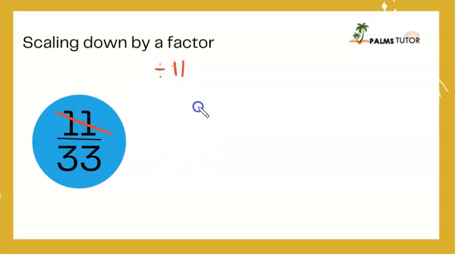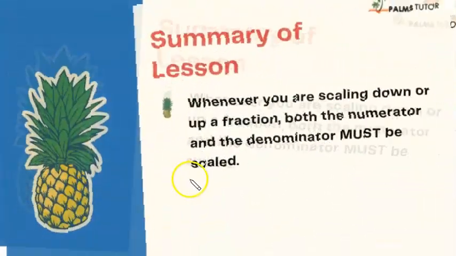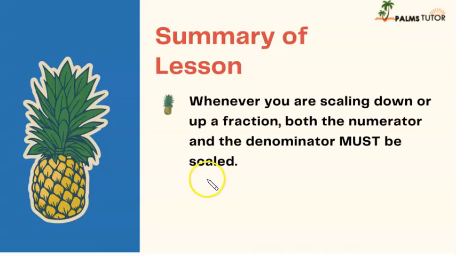So I scale this down by 11. I have 1. And 33 divided by 11 gives me what? 3. So 11 over 33 simplified or scaled down by a factor of 11, I have 1 over 3. So scaling down and scaling up fractions will come in handy when we learn about equivalent fractions or when we start comparing fractions.